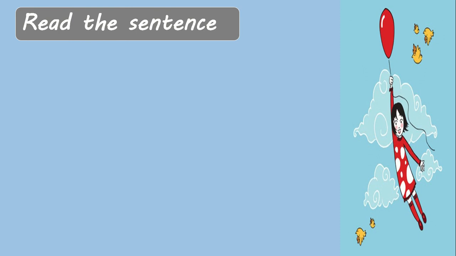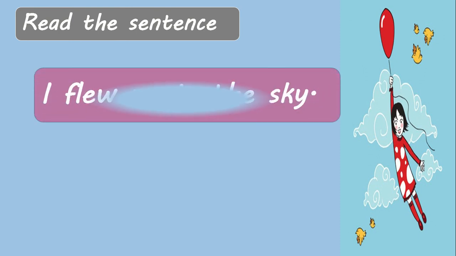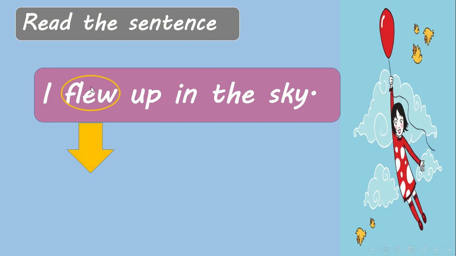Now, let's move to the sentences. We are going to read this sentence. I flew up in the sky. I flew. I flew up in the sky. If we want to make this sentence longer or better, we have to add something. Look here, this is a verb. Flew is a verb. Okay. When we want to make this verb better, we have to describe it. So we have to add an adverb.